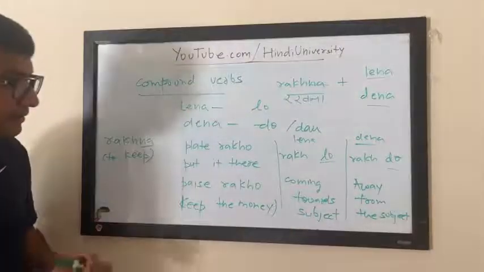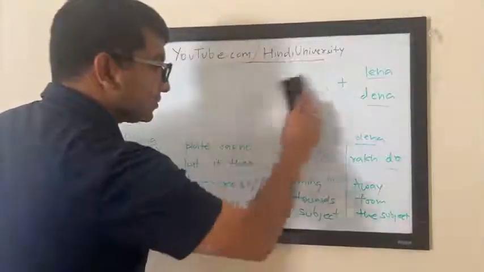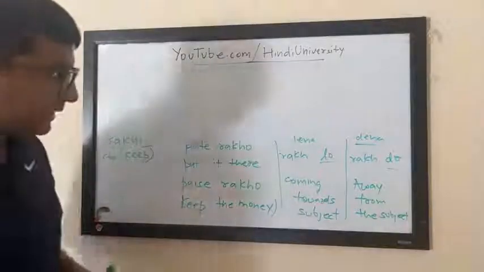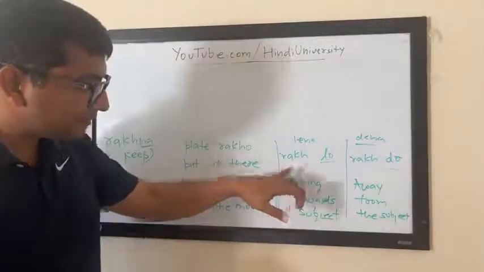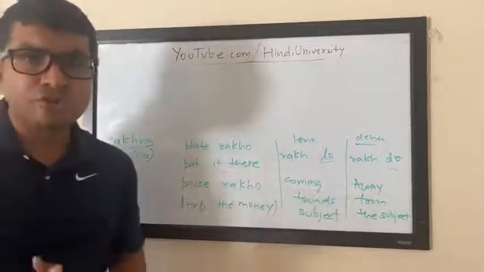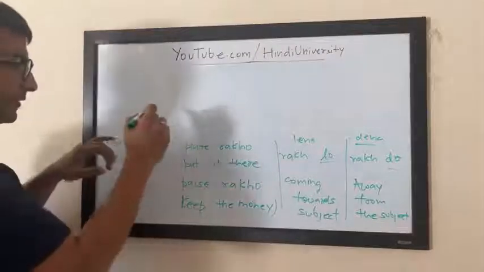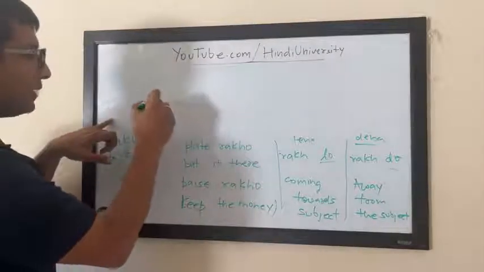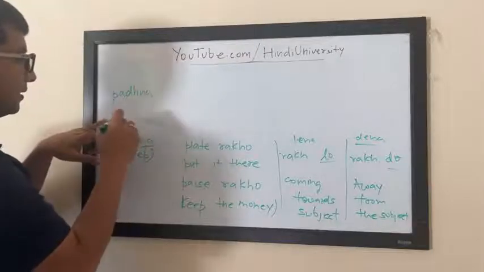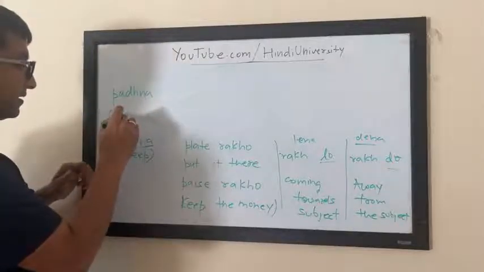Let's do some more examples. Maybe this will help. So you have rakhna, we did. Forget about the whole thing right now, just practice. Even if it is hard for everyone, right now just think about it as using two verbs together. Worry about it later. So let's do one more verb first. You have a thing called padhna. What is padhna? To read.